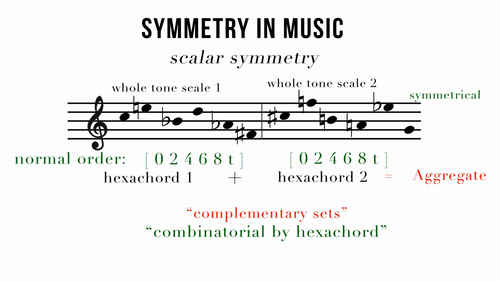If we have a whole tone scale starting on C and another one starting on D flat, we have hexachordal combinatoriality. 2 hexachords made up of the same intervals without pitch class duplication. Each set is symmetrical within itself, and both combine to be a symmetrical aggregate. Perfectly symmetrical. Isn't it beautiful?